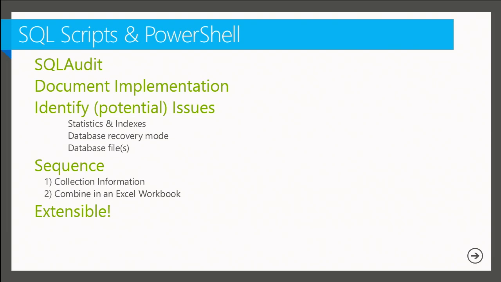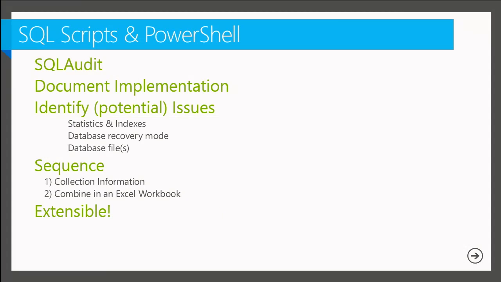So as part of our onboarding of additional clients, we decided that we needed one way to detect what's going on out there, and I call it documentation because that's the way it started out. Document the current instance. Identify potential issues. Do we have potential database issues in terms of where things are? Are our statistics and indexes out of date? Do we have database recovery mode set incorrectly? If you came to the Monday session, I talked about that on the reporting server database.